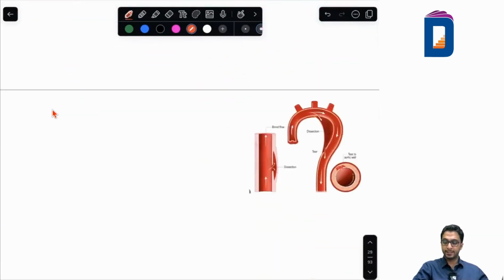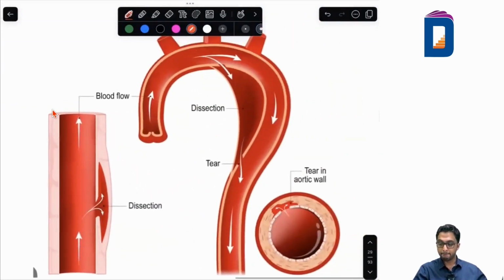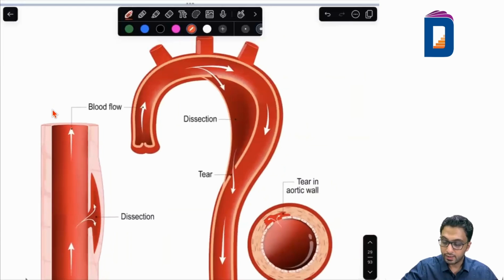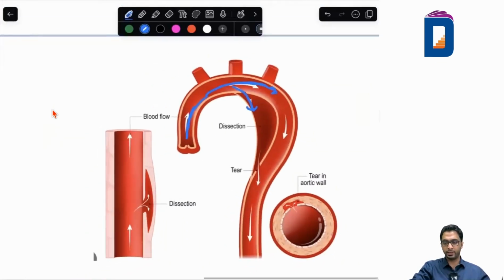This is a typical picture you can see here. I'll use blue. Normally this is the blood flow. What happens is another false cavity is created, which causes the blood to flow into that, leading to this particular problem. That is a pseudo lumen creation. This one you can call it that.